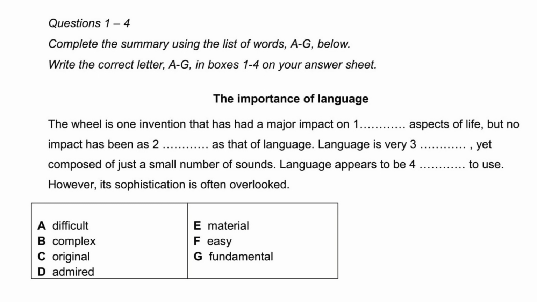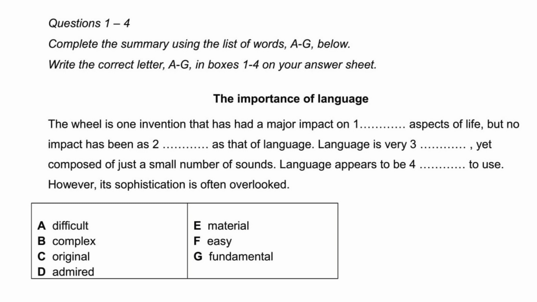So these are things I need to take note of. Look at this gap now. Look at this particular set of question now. Look at it. We are not seeing the passage here, but then look at it. Let's do this exercise. The wheel is one invention that has had a major impact on dash aspects of life. Now let's try something here. If you put difficult inside that gap, this is how it will sound. The wheel is one invention that has had a major impact on difficult aspects of life.